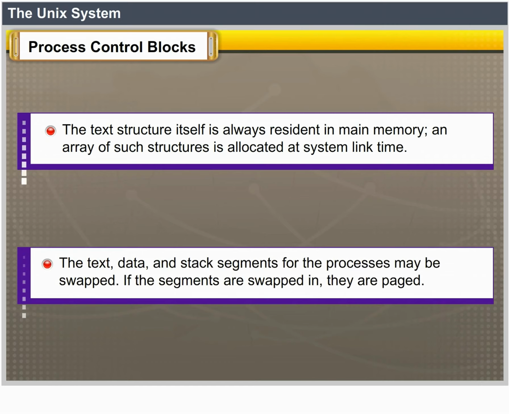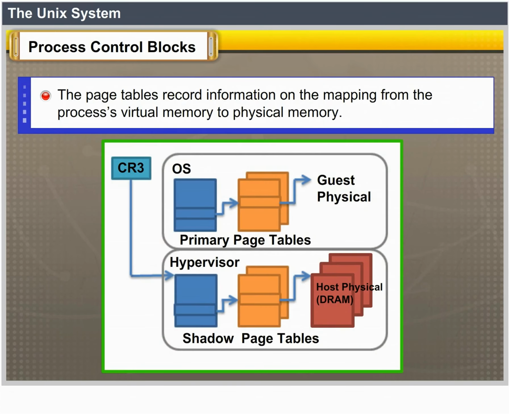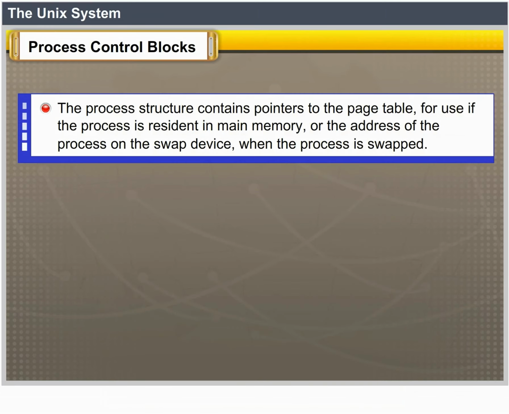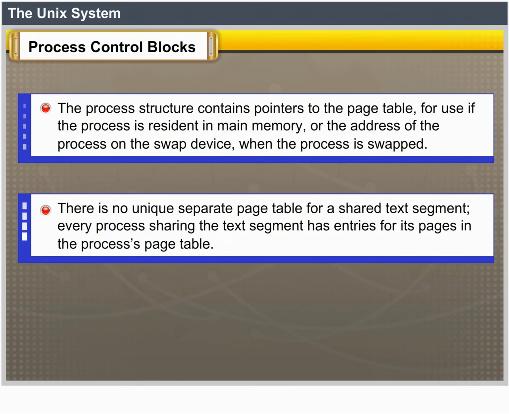When the segments are swapped in, they are paged. The page tables record information on the mapping from the process's virtual memory to physical memory. The process structure contains pointers to the page table for use when the process is resident in main memory, or the address of the process on the swap device when the process is swapped. There is no special separate page table for a shared text segment. Every process sharing the text segment has entries for its pages in the process's page table.